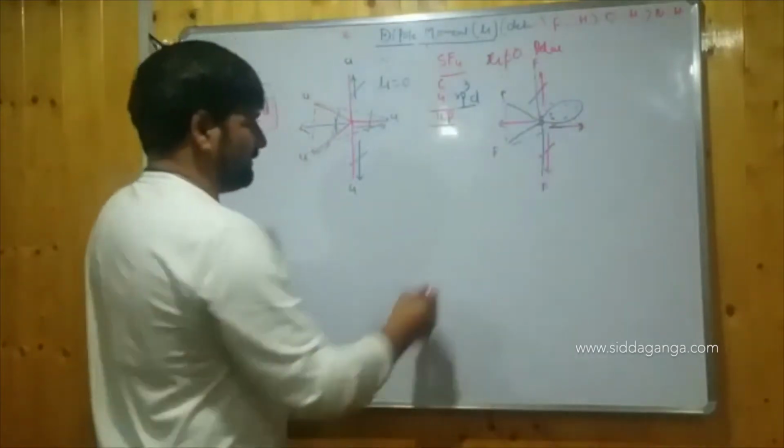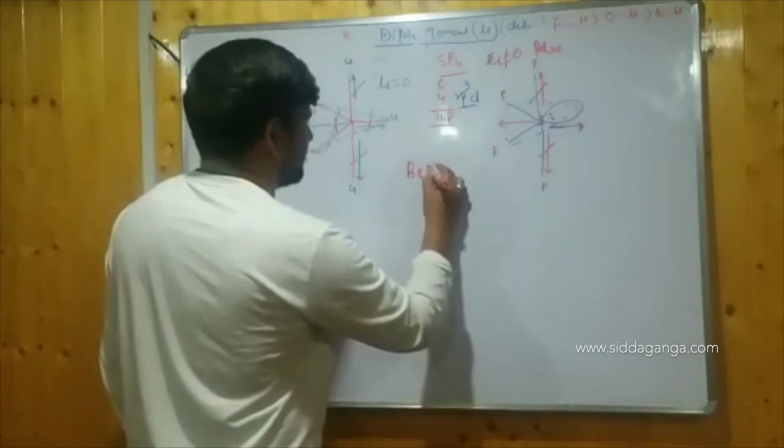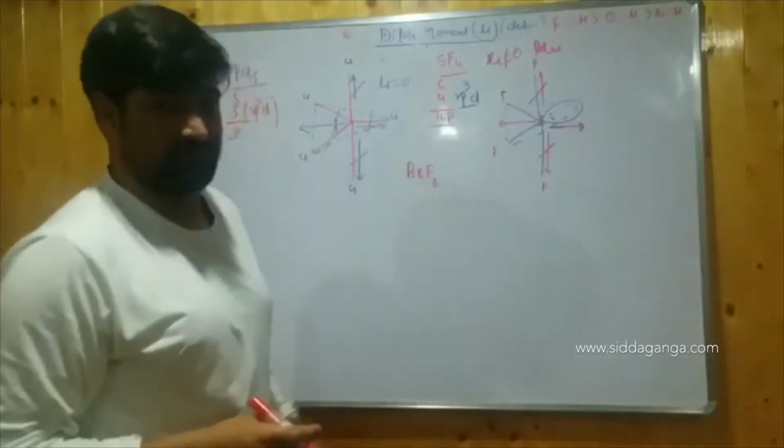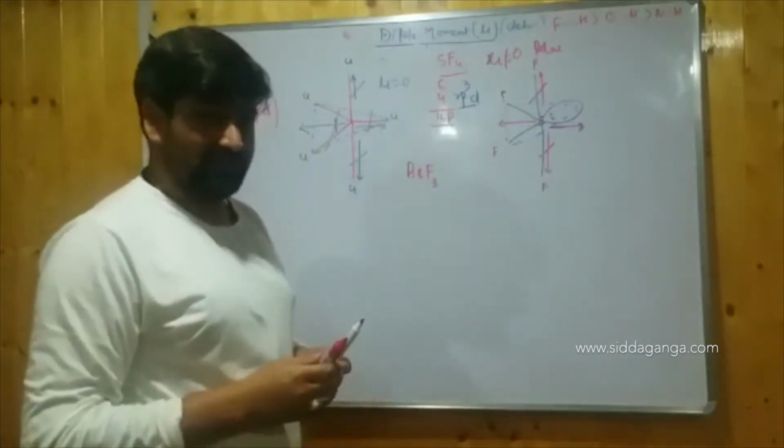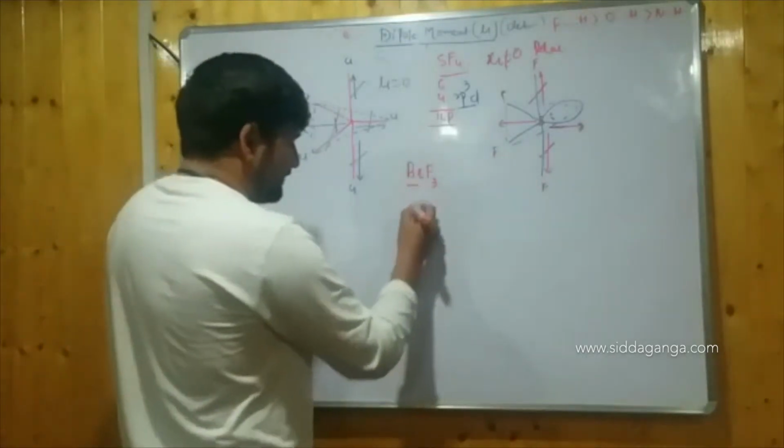One more molecule we can have a look at. Say, children, BrF3. I'm just taking these examples into consideration. BrF3. Yes. Bromine, how many valence electrons?